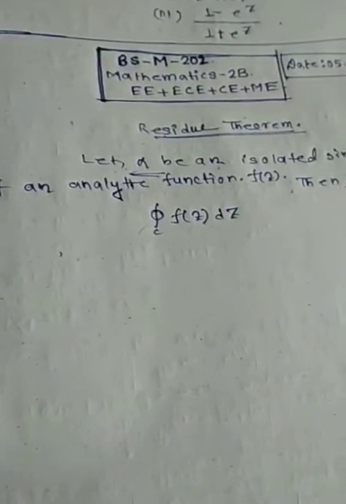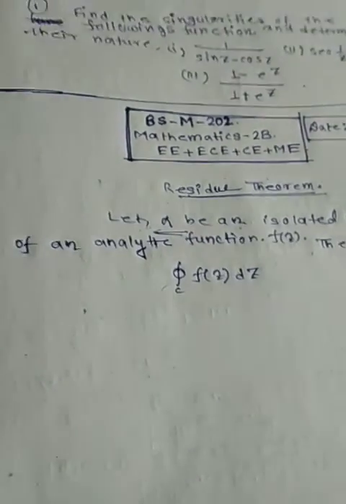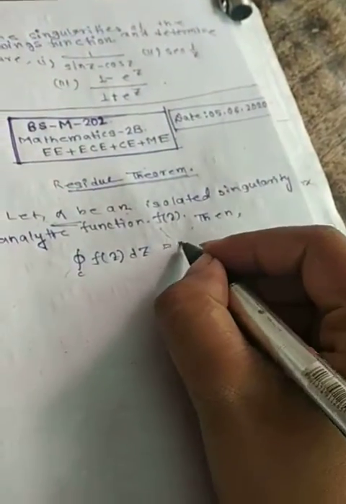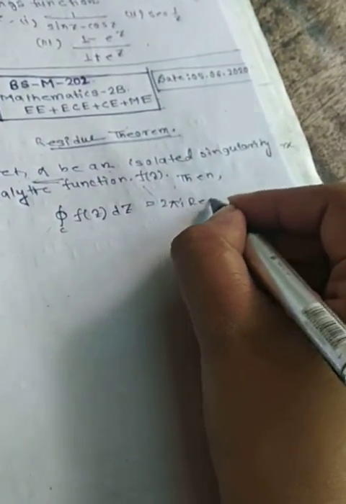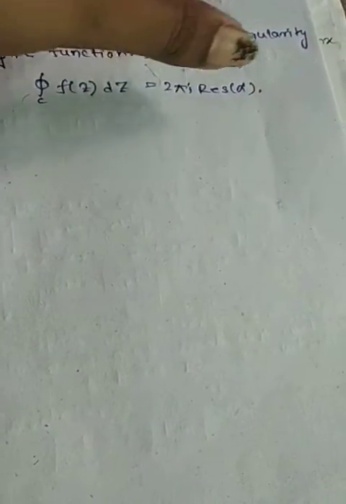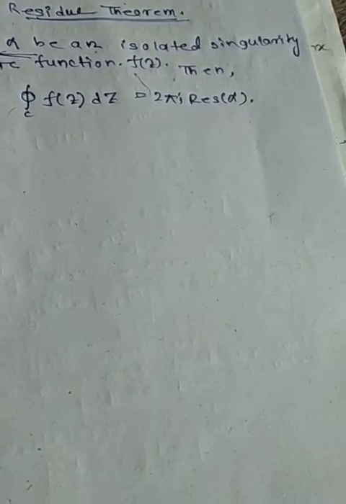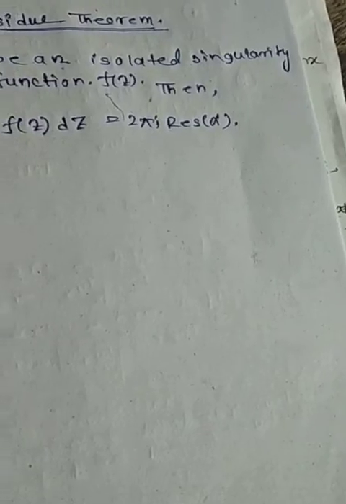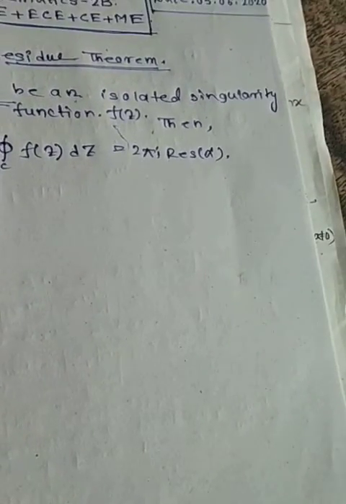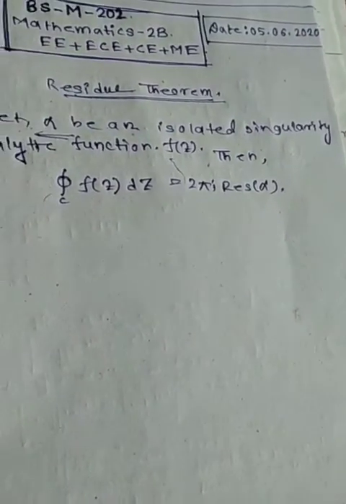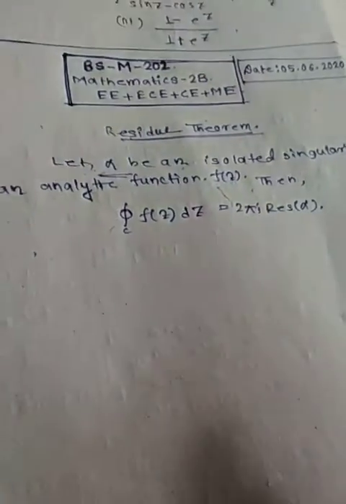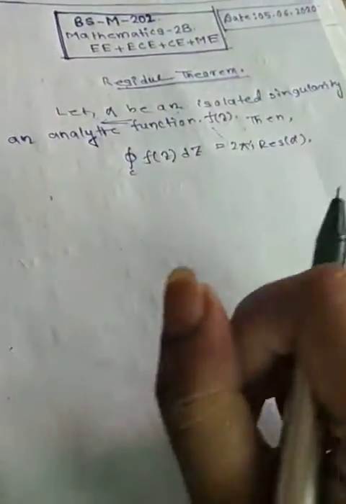Its formula will be 2 pi i into Res alpha. This is the formula: the closed integration over C of f(z) dz equals 2 pi i Res alpha. Res alpha is the short form of residue at the alpha point. But what is alpha? Alpha is actually the pole, so this point will be an interior point.